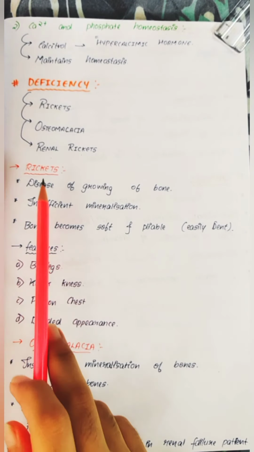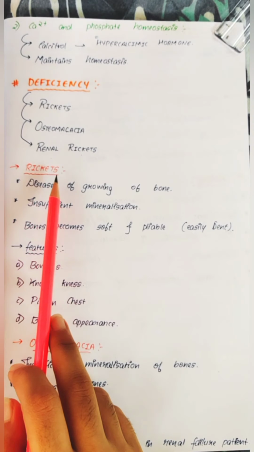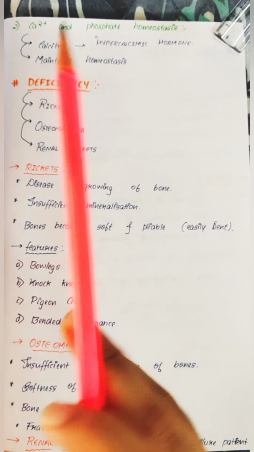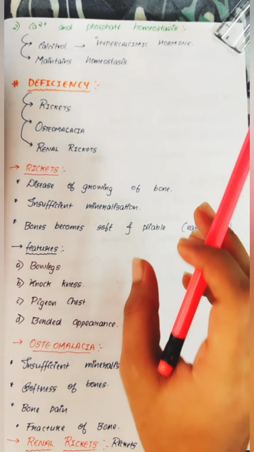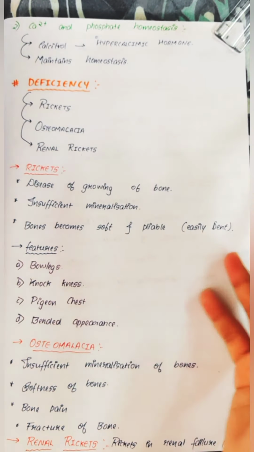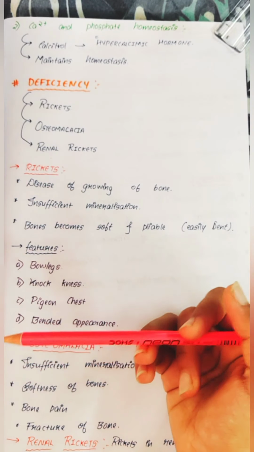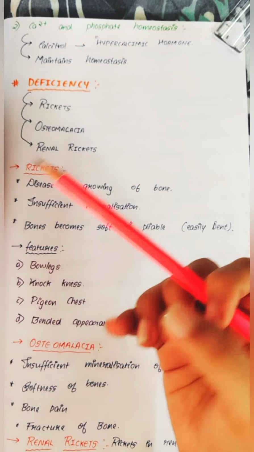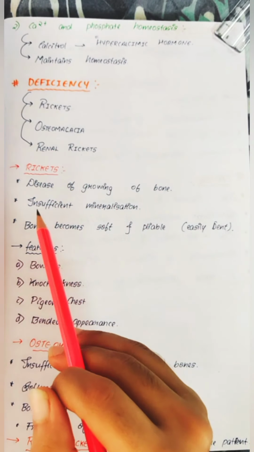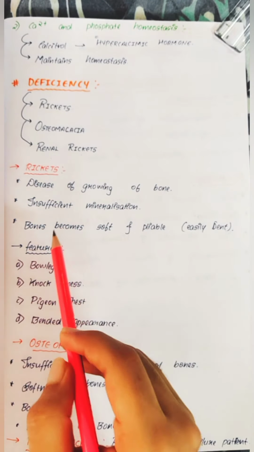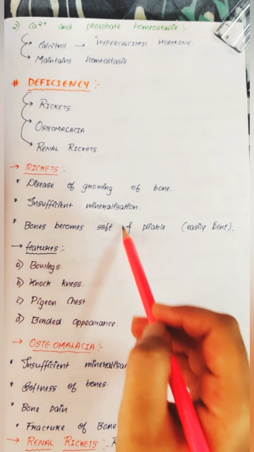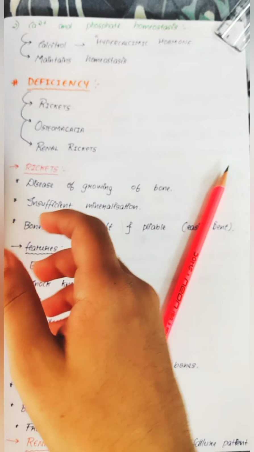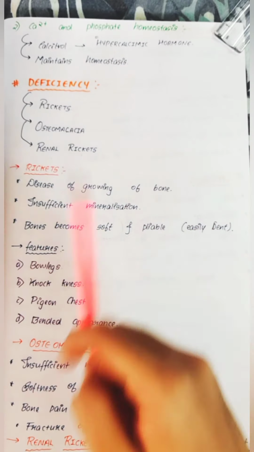So the first one is rickets. What is happening here? There is a disease of growing bone. You won't have enough vitamin D in your body. There will be a gradual decrease in the calcium level, which will not give proper nutritious growth to your bones, and your bones will start to become soft and pliable, that is, easily bent. There will be no strong movement in your bones.